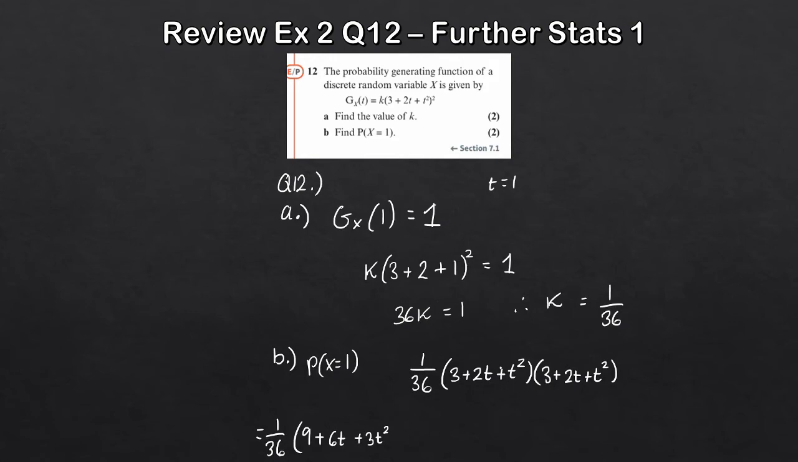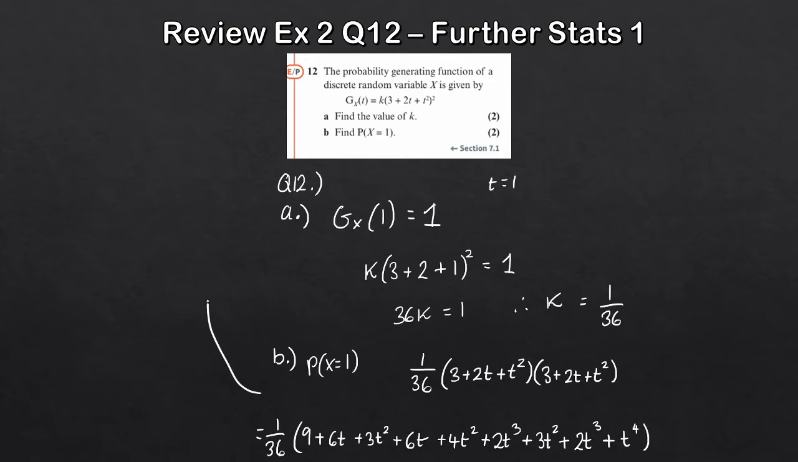So you can expand this in whichever way you find comfortable. I'm just expanding as I go along. 2t times 3, 6t again. 2t times 2t, 4t squared. 2t times t squared, 2t cubed. And then finally t squared times 3, so 3t squared. T squared times 2t, so 2t cubed. And then finally t squared times t squared, we get t to the 4. Okay, so there's a lot of terms there.